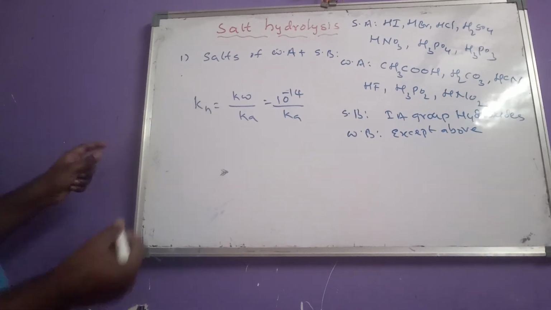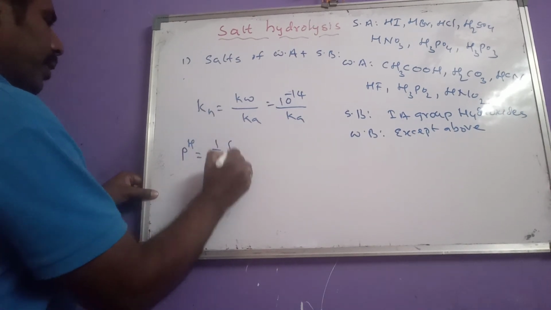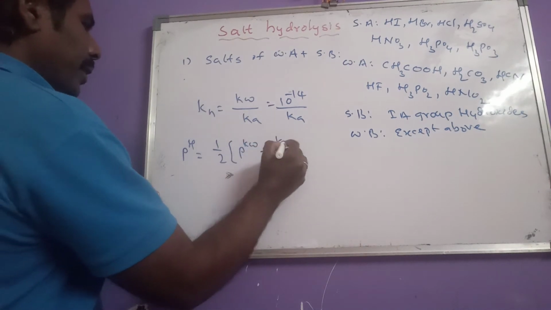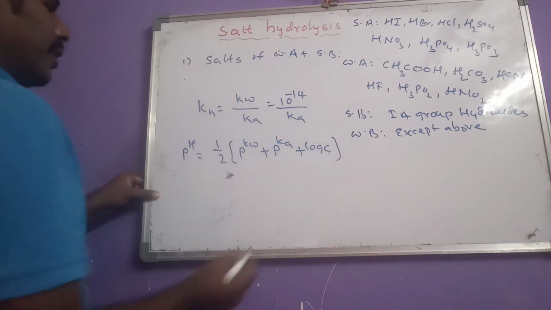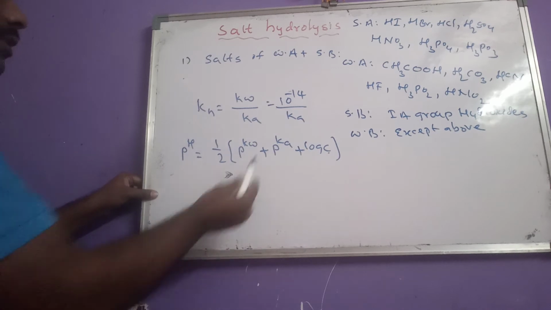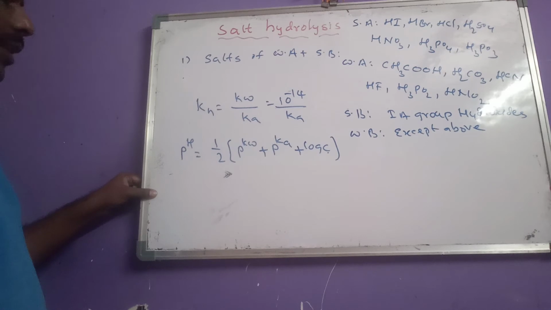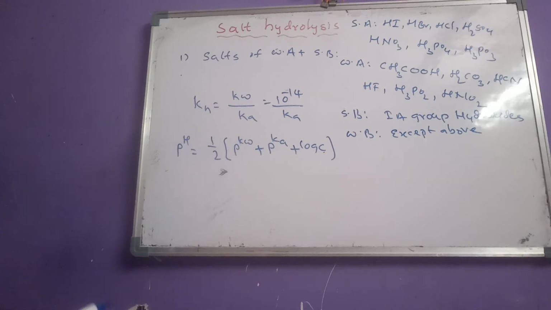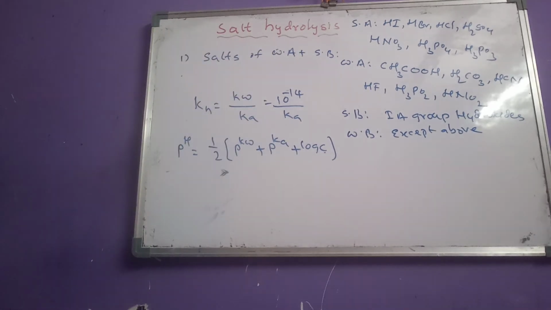And to calculate its pH, what is the formula here? pH equals 1/2 into (pKw + pKa + log C). C is the concentration given for that salt. pKa, Ka means dissociation constant of that acid. Kw means ionic product of water. So this is the formula to calculate pH for salts of weak acid and strong bases.